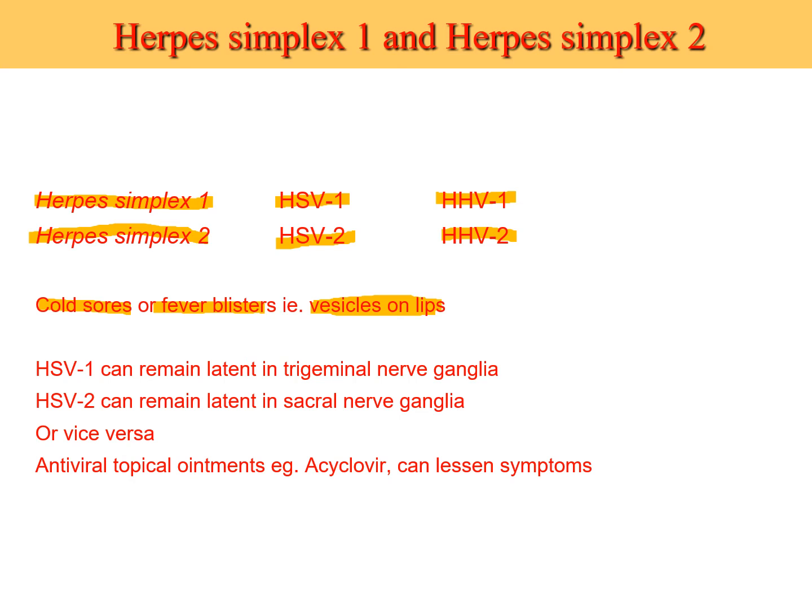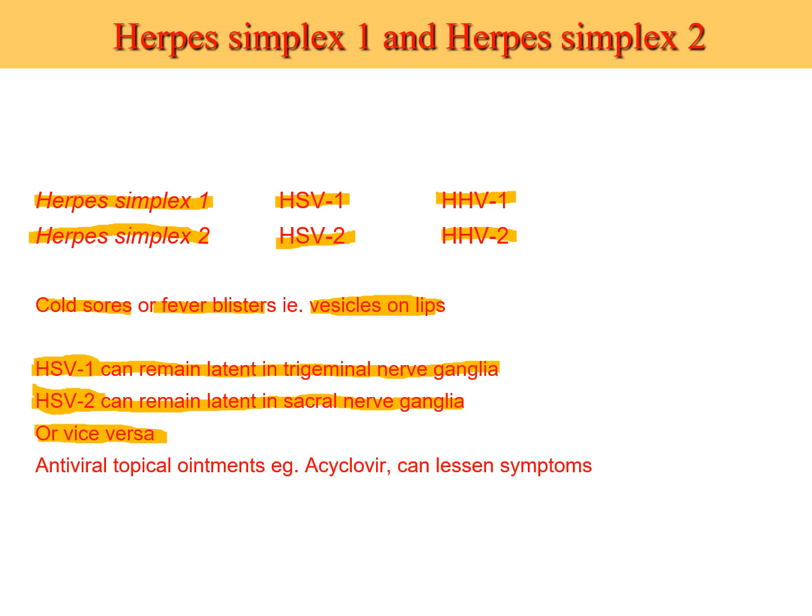also on the genitalia. HSV1 can remain latent in the trigeminal nerve ganglia. That's the nerve ganglion that innervates the face near the mouth. Or HSV2 can remain latent in the sacral nerve ganglia, that's innervating the genitalia, or vice versa. It used to be thought that HSV2 was associated only with cold sores of the genitalia and HSV1 with the mouth, but it can be either way.